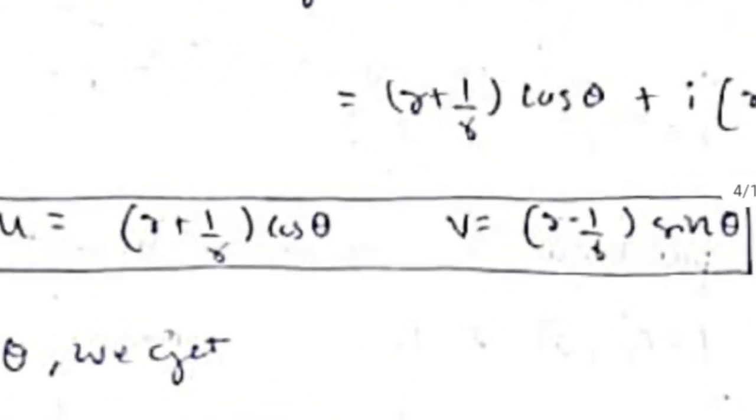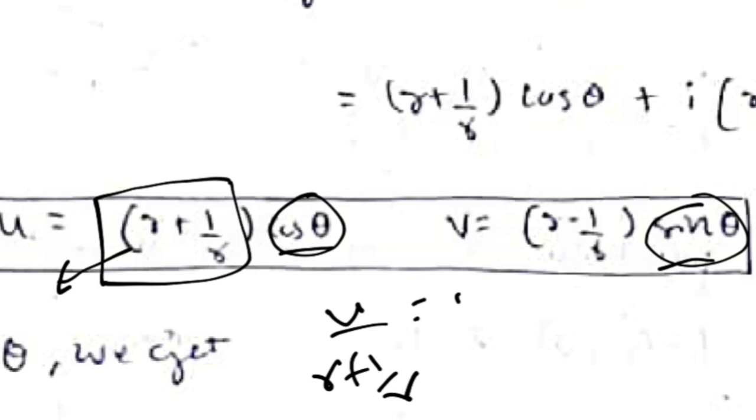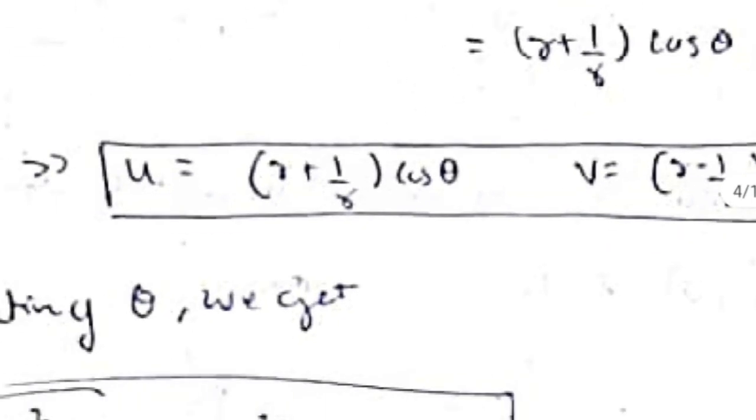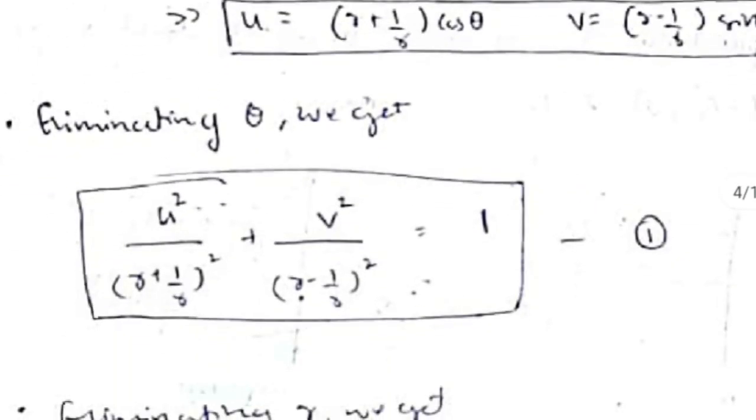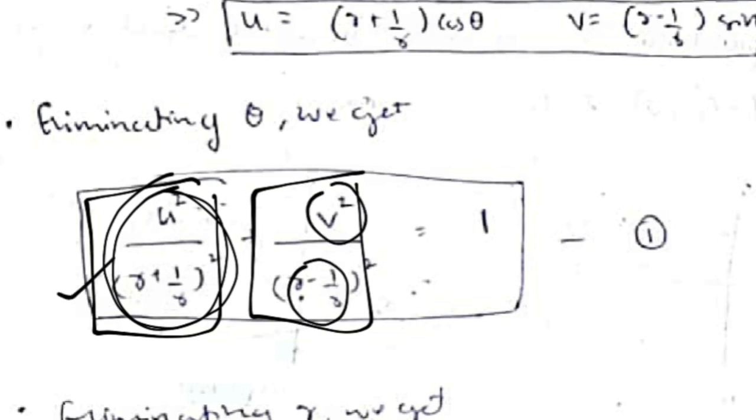What we can do is, since we have cos theta and sin theta, we will be keeping cos theta and sin theta at the RHS part and shifting the remaining terms in the LHS. Okay, so we will have u by r plus 1 by r in the first case is equal to cos theta. Similarly, we will have v by r minus 1 by r in the LHS part and sin theta in the RHS part. What we can do now, we can square and add to eliminate cos square theta plus sin square theta. Okay, when we square it and add, we will get the terms u square by r plus 1 by r whole square plus v square by r minus 1 by r whole square, that's equal to 1. Okay, this is our first equation.